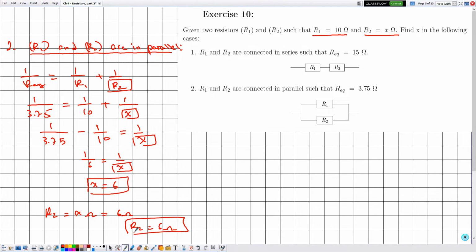And whenever we calculate an equivalent resistor, it's very convenient to represent it instead of the grouping. So in this case R equivalent is equal to 6 ohms across these two terminals, that replaces R1 and R2.